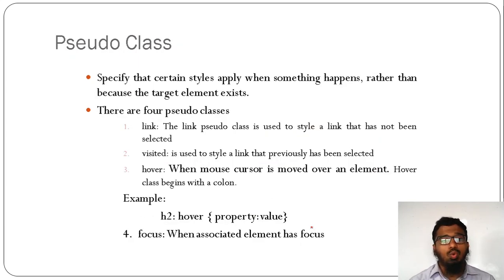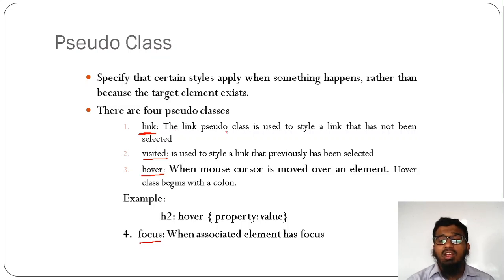Next one, pseudo class. What is this pseudo class? This specifies that a style applies when something happens, rather than because the target element exists. There are 4 pseudo classes. First one is link, second one is visited, third one is hover, and the fourth one is focus.